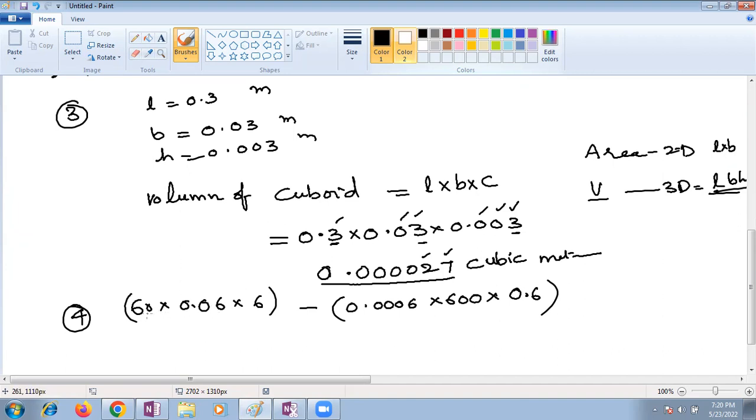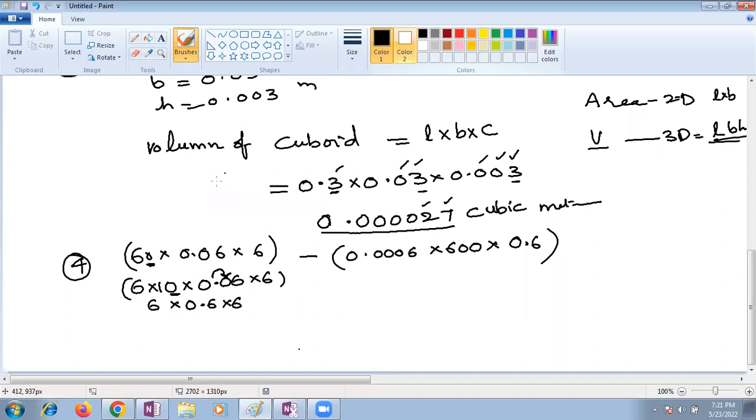In this case, one easy technique I will give. Here, 60 can be written as 6 into 10, yes or no? Any number multiplied with 10, what happens? The decimal jumps one place towards the right side. So this is nothing but 6 into 0.6 into 6. LHS part: 6 sixes are 36, 36 times 6 is 216, and because there is only one decimal place, it is 21.6.